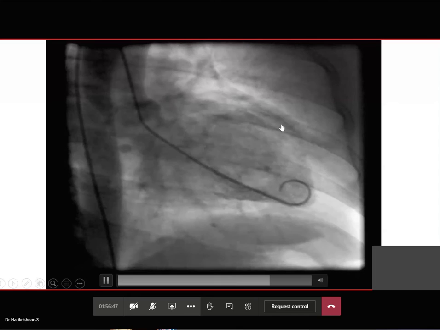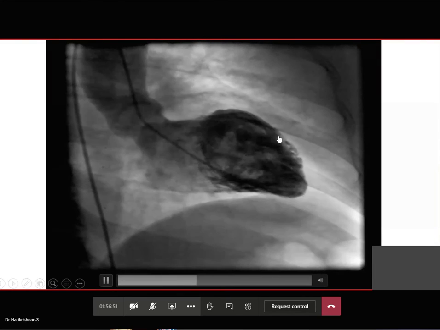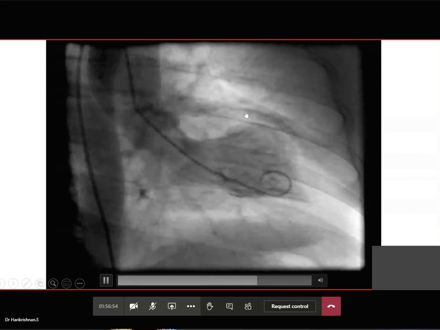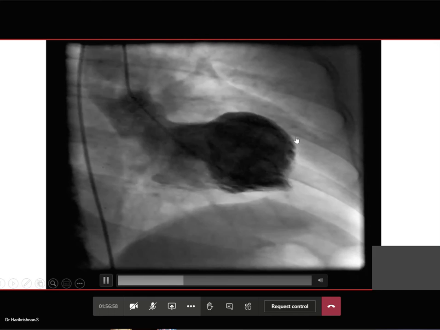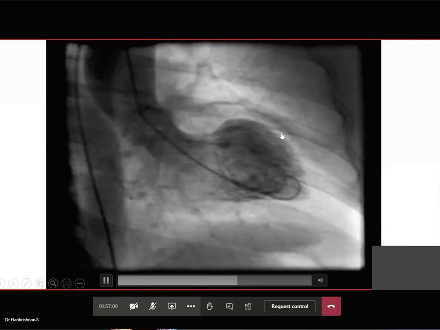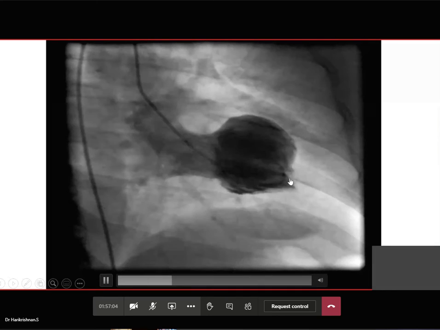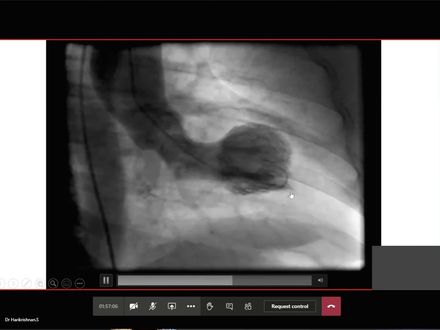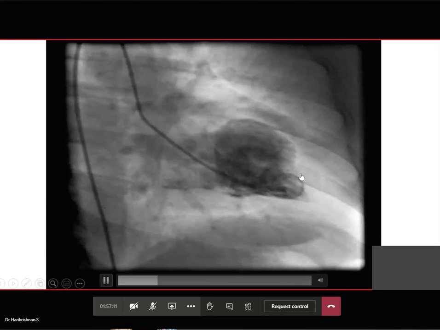Anterolateral looks dilated. Not aneurysmal. Aneurysmal has to go out of the plane of the LV. It is not going out of the plane of the LV. No, it is not aneurysmal. It's akinetic. The apical segment is contracting well, contracting normally.